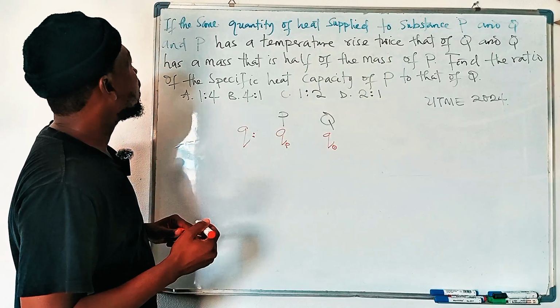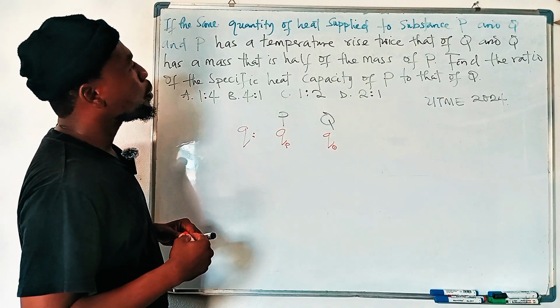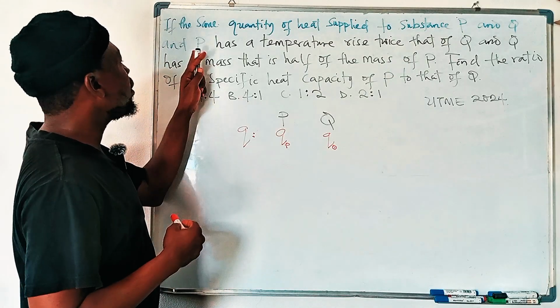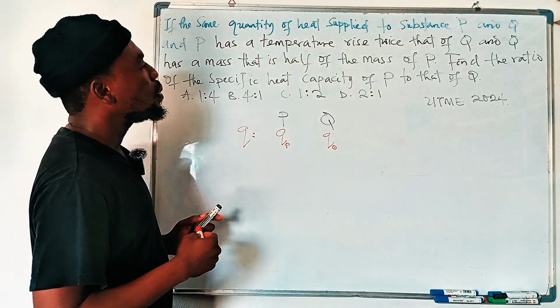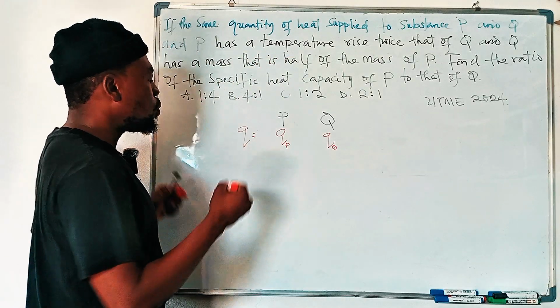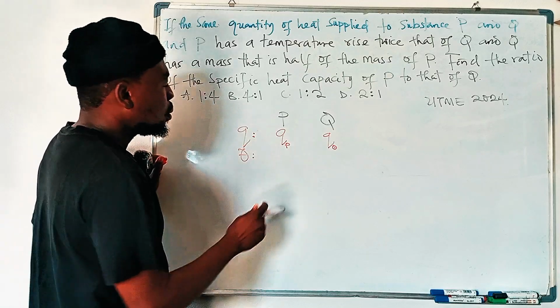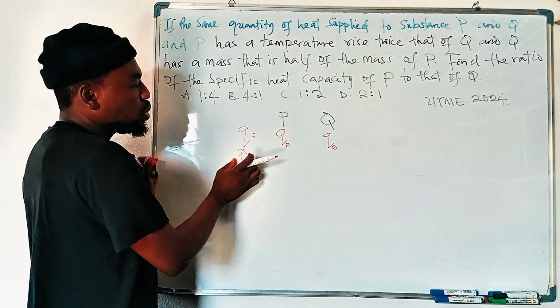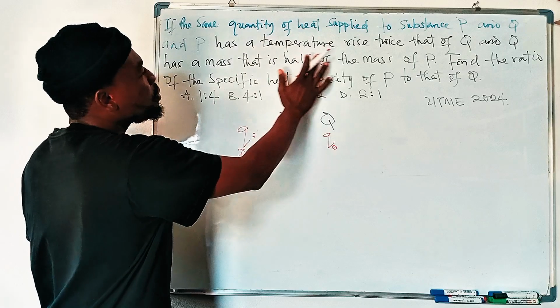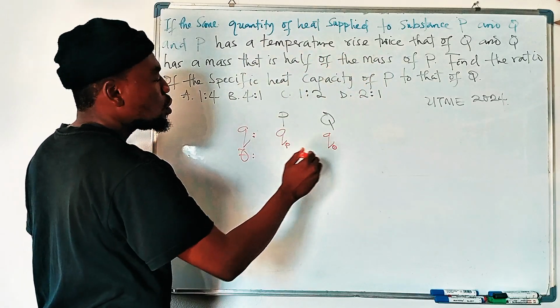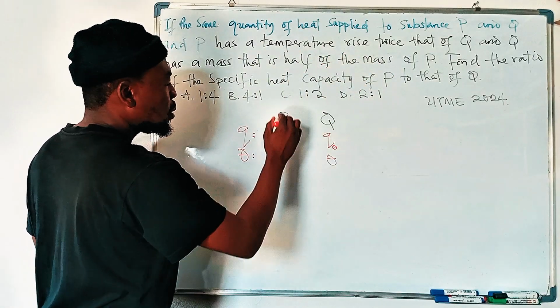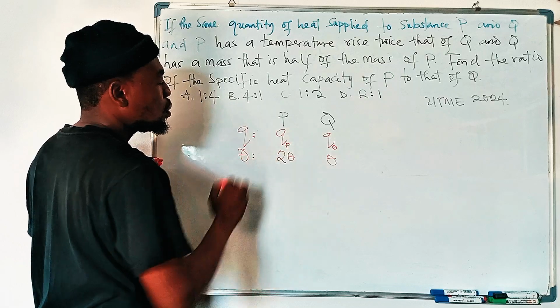What else did they give us? They said P has a temperature rise twice that of Q. Temperature rise, which is what? Theta. What happens to theta here? P has a temperature rise twice that of Q. So if Q is theta, P will be what? 2 theta.